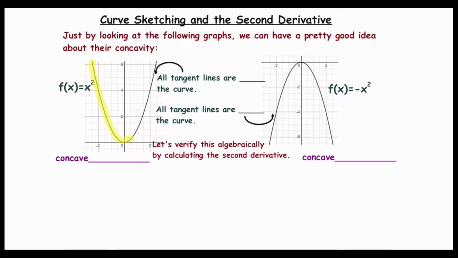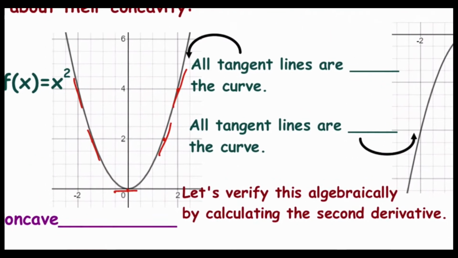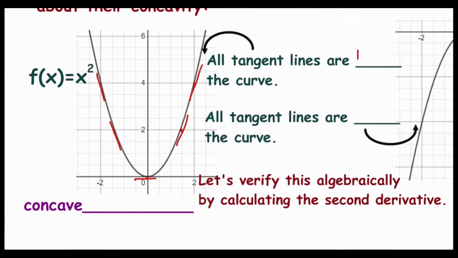Pretty basic parabola. In fact, this is our parent function, f of x equals x squared. So no transformations. This is as simple as it gets. And what do we notice about our tangent lines? Well, let's take a few random points. Let's sketch some tangent lines to those points, and look for a trend in terms of where the tangent lines are located. We notice that all tangent lines are below the curve.